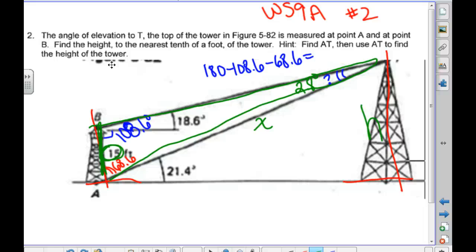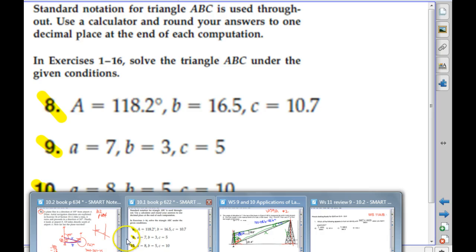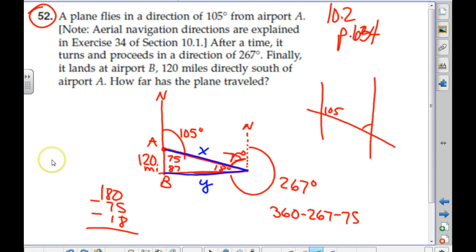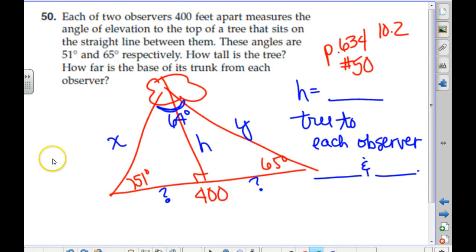Is that another one, Mariana? No. No? Can you go back to number 50? Yes. 52 or 50? Okay. I found the height and X and Y, but how do you use those to find the distances from the tree?